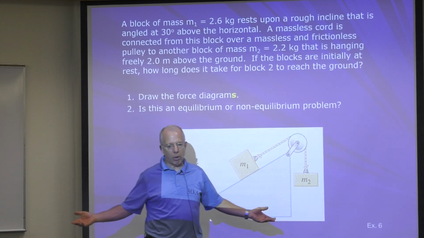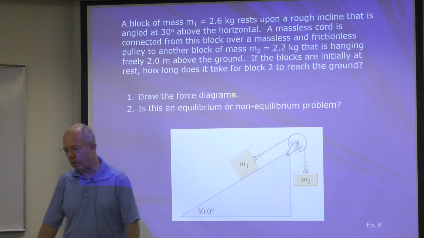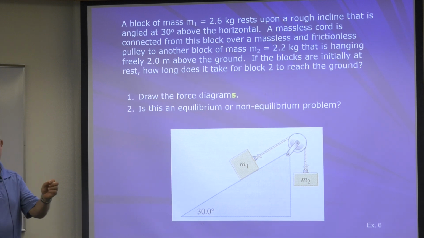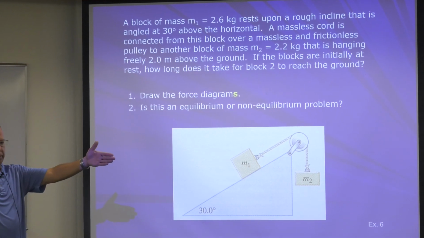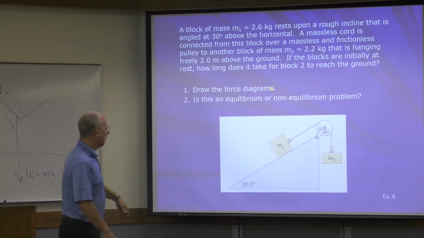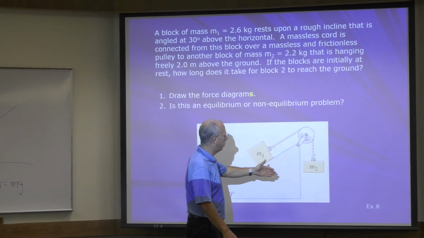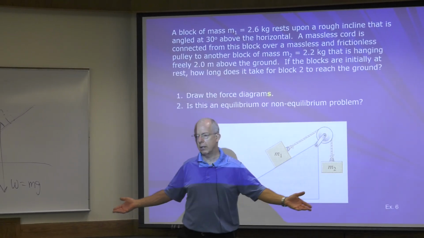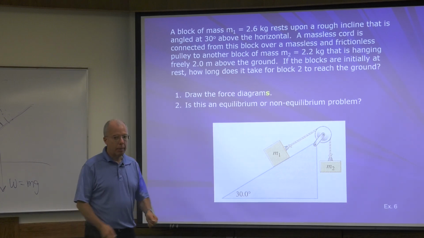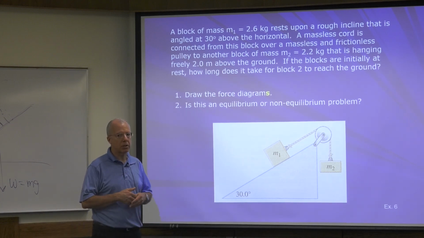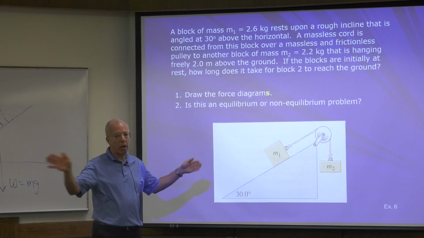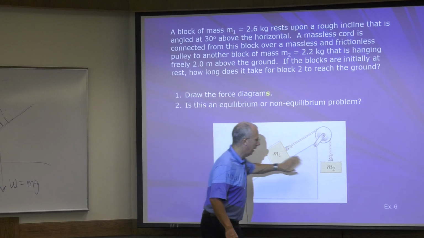What's a massless cord? Have you ever seen a massless cord before? No. Well, think of it like this. Think of a piece of fishing line. So I have a piece of fishing line this long. What's the mass of a piece of fishing line this long compared to like 2 kilograms and 2.2 kilograms? It's nothing, right? There is no such thing as a massless cord, but basically what they're saying is that the mass of the string is super insignificantly small compared to the masses in the problem.